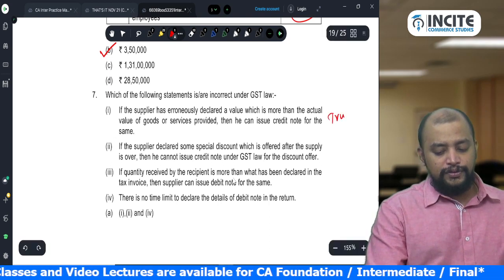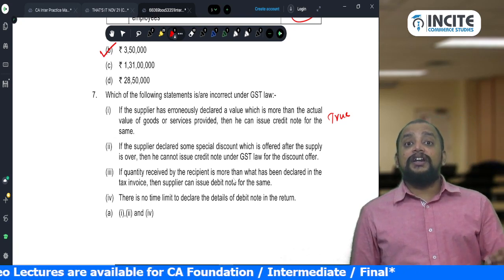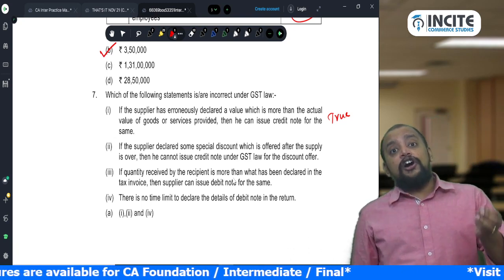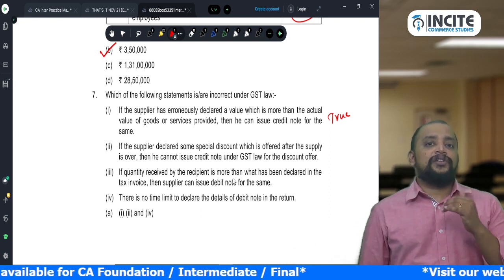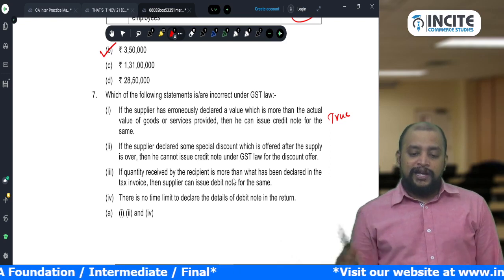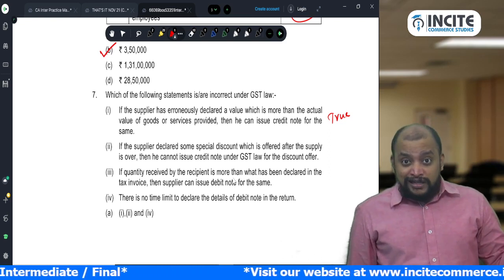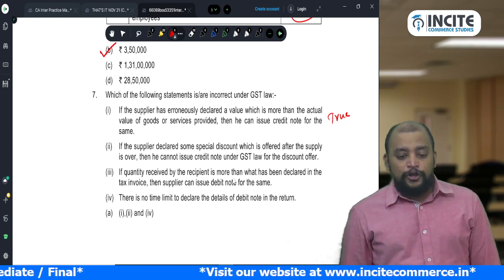That's true. Okay. Then if the supplier declared some special discount which is offered after the supply, Section 15 subsection 3, if the discount is given after supply and not agreed before at the time of supply, can the credit note be issued?